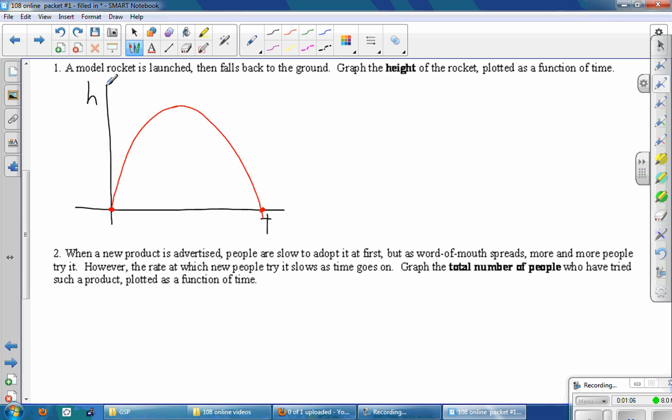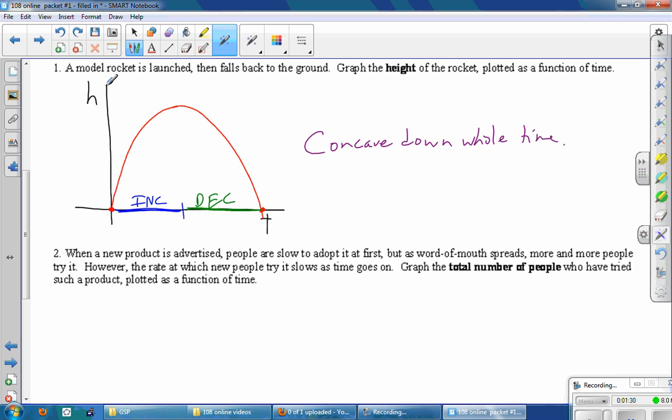Okay, so then the graph is increasing on this interval right here, and the graph is decreasing on this interval, and then the graph is concave down the whole time. I say that because the graph is bending downwards the whole time.